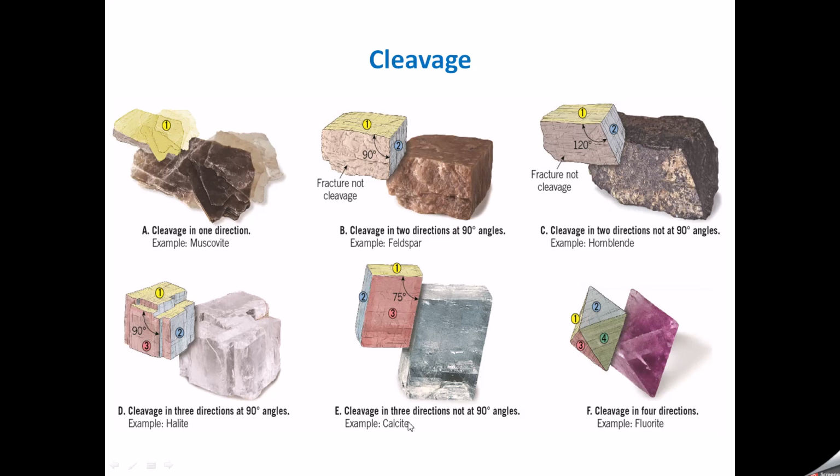Calcite, on the other side, gives you three smooth surfaces, 1, 2, 3 here, but the angles are not right angles, 75 and 125. Some others give you four, like fluorite, 1, 2, 3, 4, and this is the crystal here, 1, 2, 3, 4, crystal of the mineral, four directions. So these are examples of cleavage. Some minerals show one direction, one smooth surface, others two smooth surfaces, three smooth surfaces, and four smooth surfaces with variable angles between the surfaces.